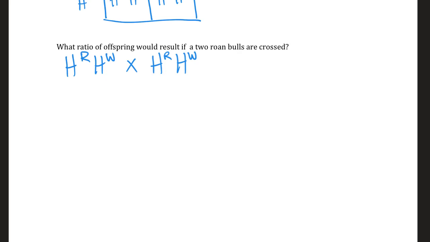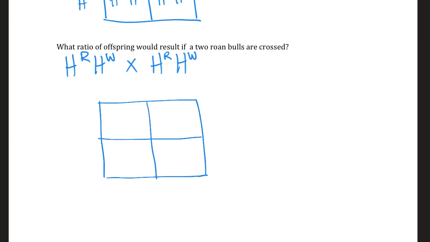So for crossing these two, we're going to draw the Punnett Square. HR, HW, HR, HW. Here are the resulting probabilities for the offspring.